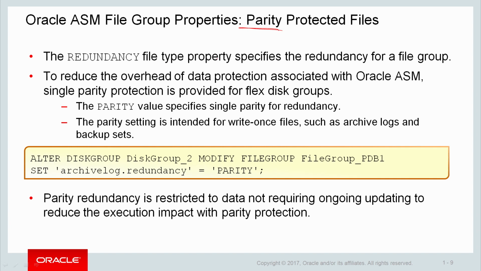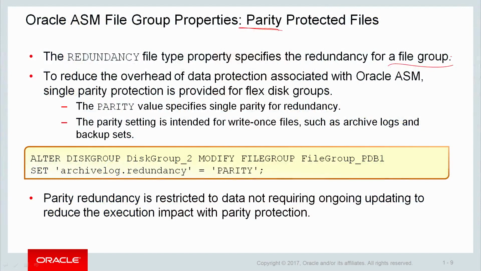And the redundancy file type property specifies redundancy, as I say, for that individual file group. It's meant only for files that are write once. So things like archive logs and backup sets, where we only write to them once and never again. So to reduce the overhead of data protection associated with Oracle ASM, single parity protection is provided if you're using flex disk groups and the file groups inside them. The parity value specifies single parity for redundancy. The parity setting is intended for write once files such as archive logs and backup sets.